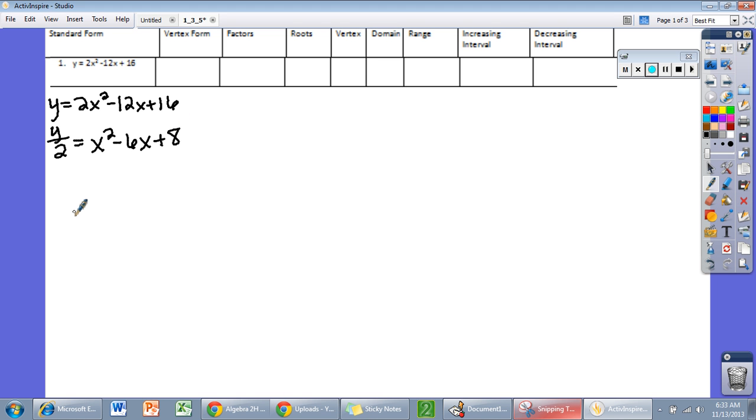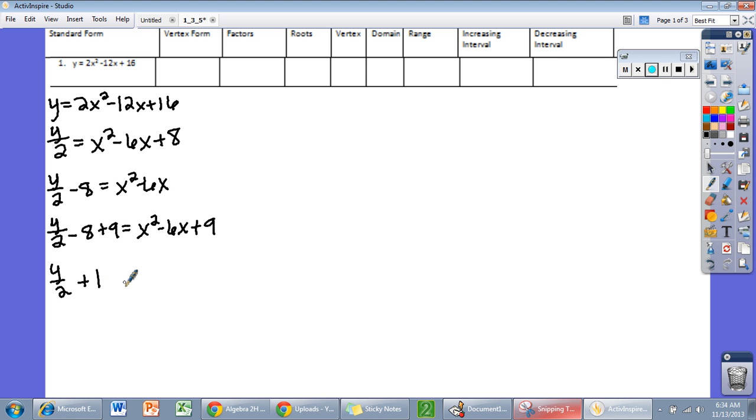Once I do that, I have to subtract my 8 to move it to the other side. Remember, this is the process called completing the square. My b term is negative 6. Half of negative 6 is negative 3. Negative 3 squared is 9. So I'm going to be adding 9 to both sides. So I combine my like terms over here. Negative 8 plus 9 gives me 1.